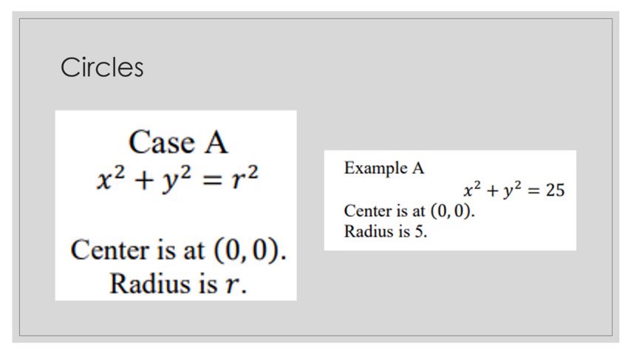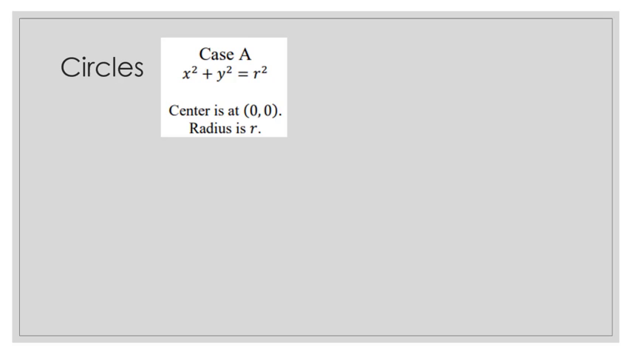So let's say we're given something like x squared plus y squared equals 25. Well, this would mean that our center is at 0, 0, and the radius, take the square root of 25, because that's r squared over there, and you'd get 5.